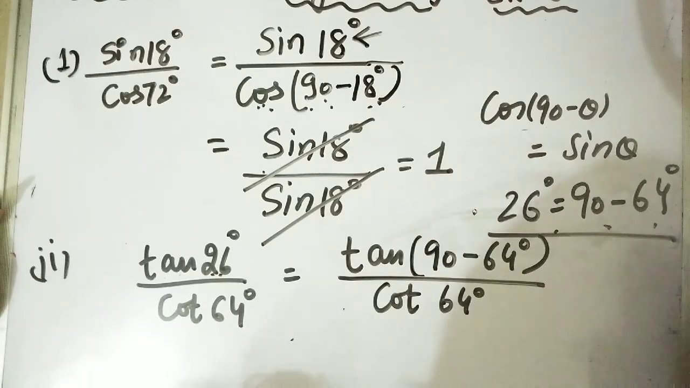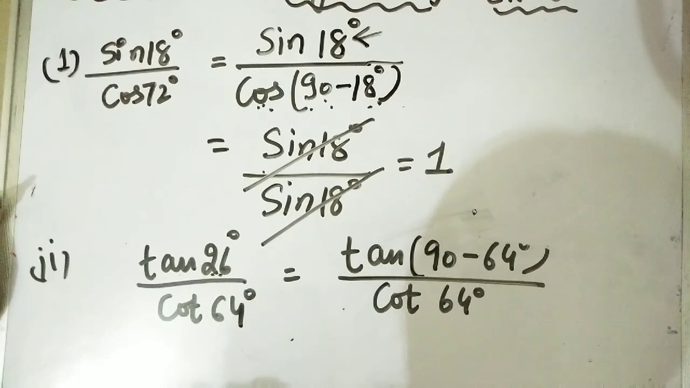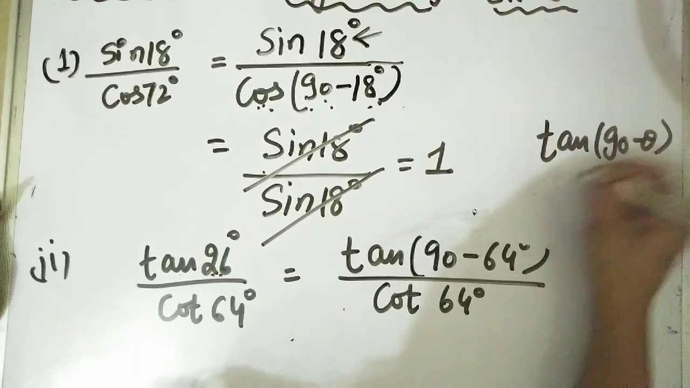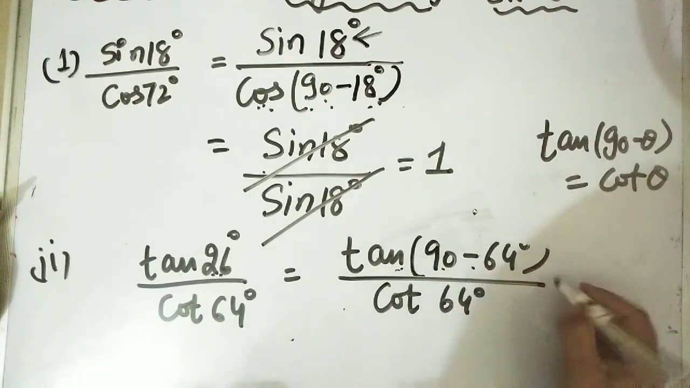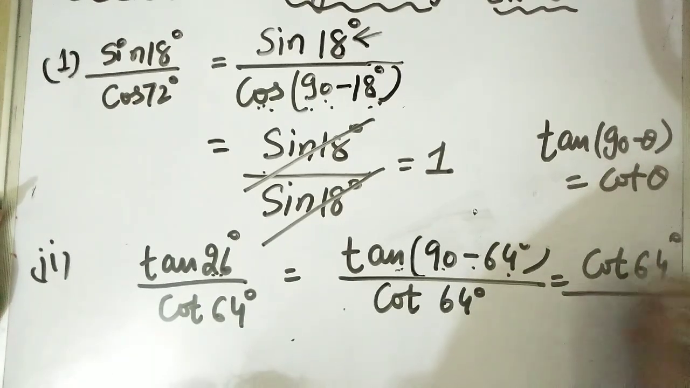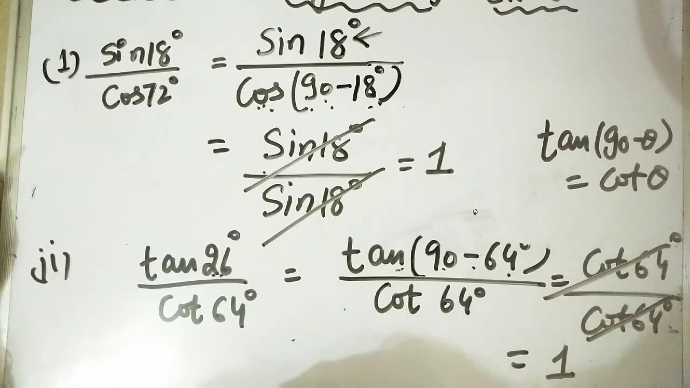Now students, you know that tan 90 minus theta equals cot theta, right? I am converting this 90 minus theta to cot theta, and what is your theta? 64 degree. Cot 64 degree upon cot 64 degree, the answer is 1, cancelled out, right? Come to the third part.